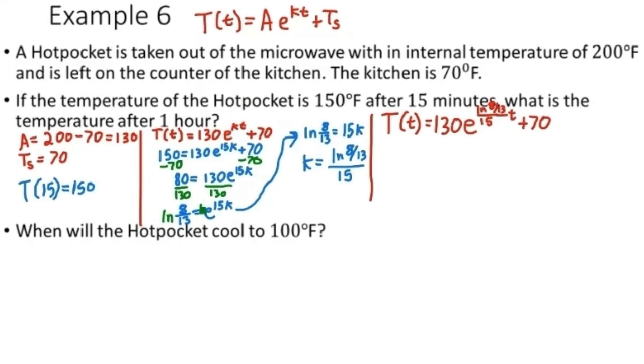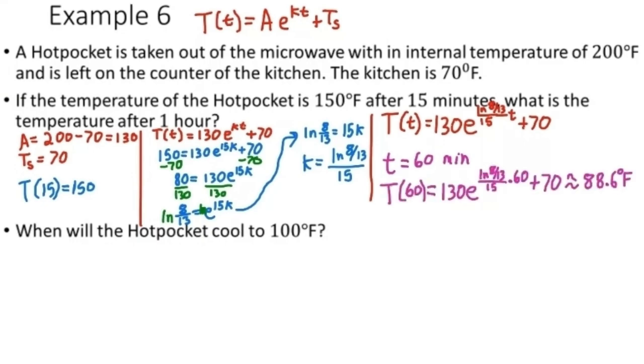First, what is the temperature after 1 hour? Now we have to be very careful with units here. As we did our calculations for K, we worked with our time being in minutes. Since we're trying to figure out what our temperature will be after 1 hour, we want to convert 1 hour to minutes. So we know that there are 60 minutes in 1 hour, so T would equal 60 to represent 1 hour. So we're trying to evaluate T of 60. Plug 60 in for T into our model and use a calculator to evaluate. We get approximately 88.6 degrees Fahrenheit.